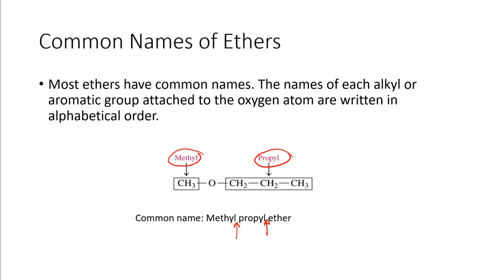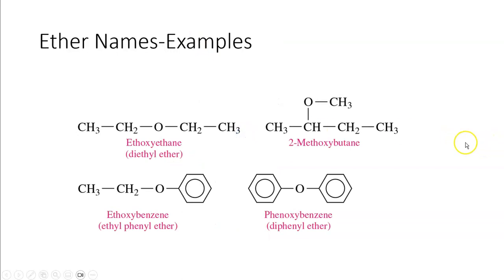There should be spaces between the alkyl groups. You just give the names of the alkyl groups on either side of the oxygen atom and put the name ether at the end. At the same time, when you place these alkyl groups, you need to follow alphabetical order. The methyl group is written first and propyl group next, according to the first letter. So some examples of ether names are given here.